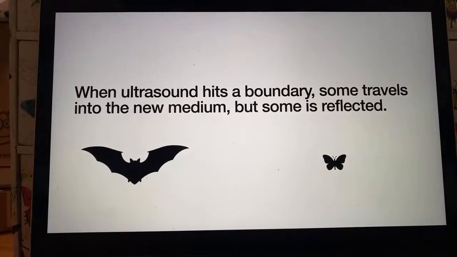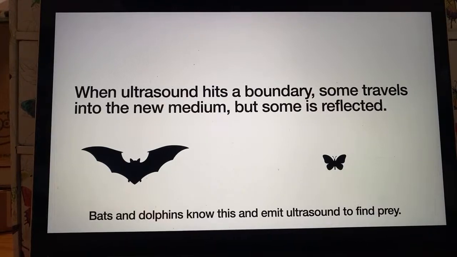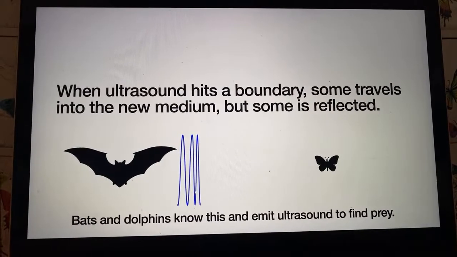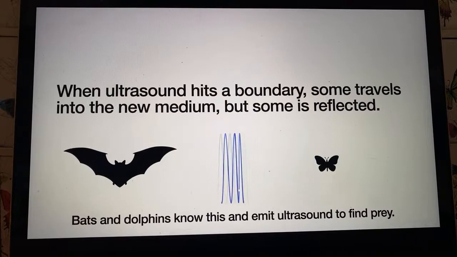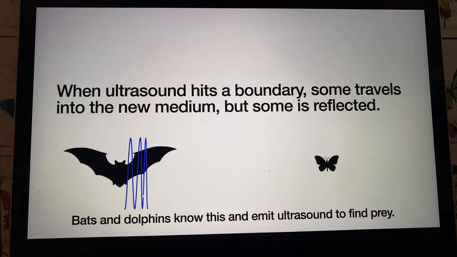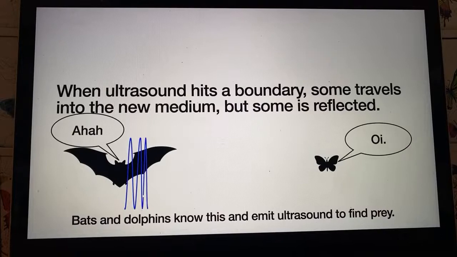I mean, they probably don't know that, but they can intuitively tell, and they use this, same as dolphins do, to emit ultrasound and find prey, right? So a bat emits an ultrasonic wave, and some of it is absorbed by the moth, but some of it bounces back from the moth to the bat, and the bat just naturally uses this returned sound to gauge how big the thing is that it's just bumped its sound wave into, and also how far away it is as well.